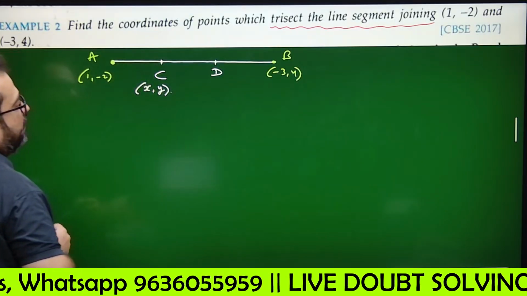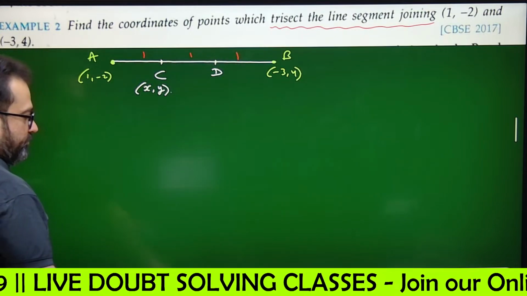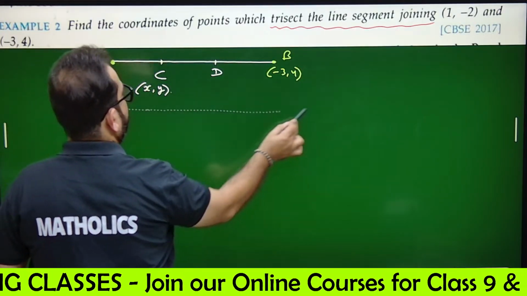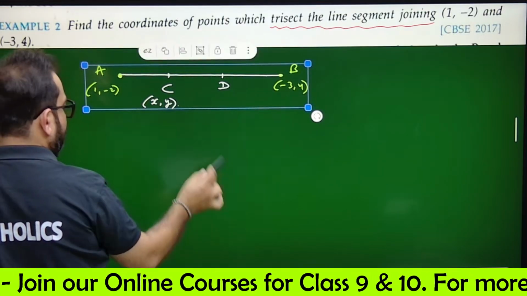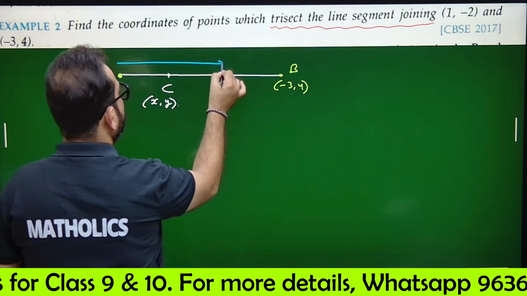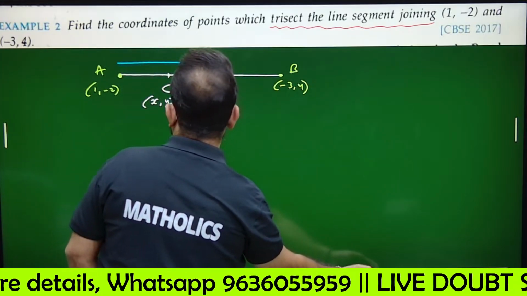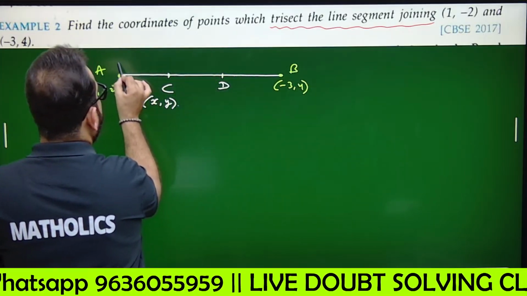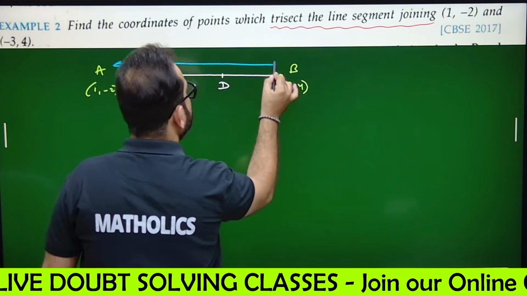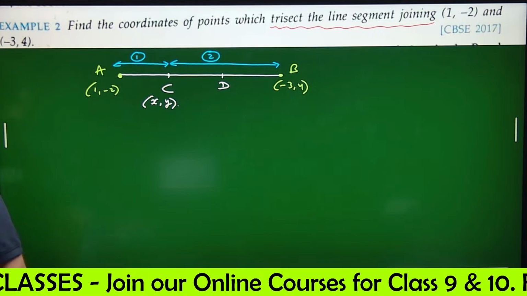See, if this is 1, this is 1, this is 1, these parts are equal. Listen properly, can I say that this part will be 1 and this will be 2, and that is the ratio? If you have to find C first, can I say this part is one part and the remaining part is two parts? Yes or no? Is this point clear or not?